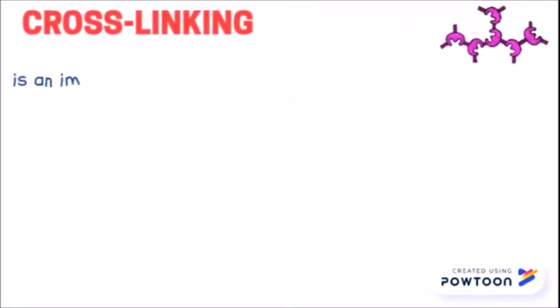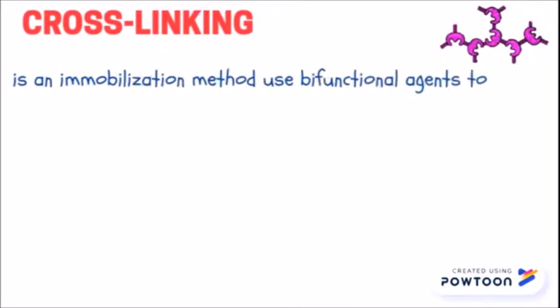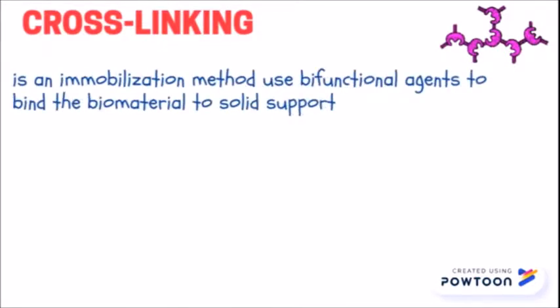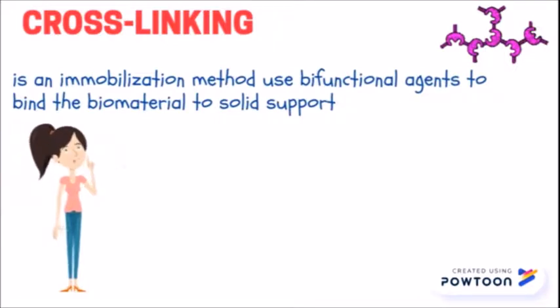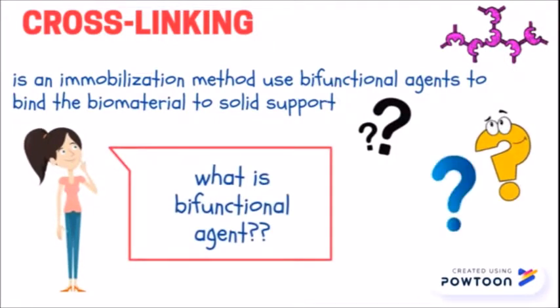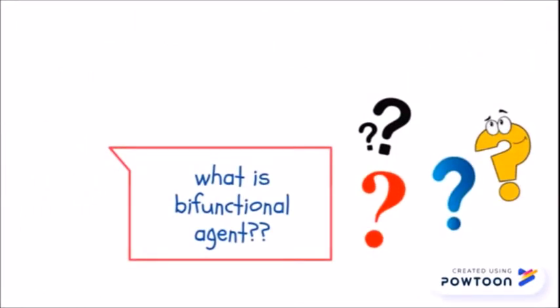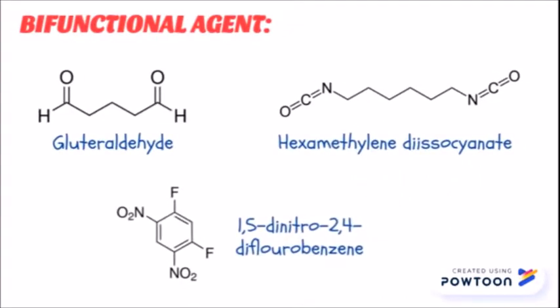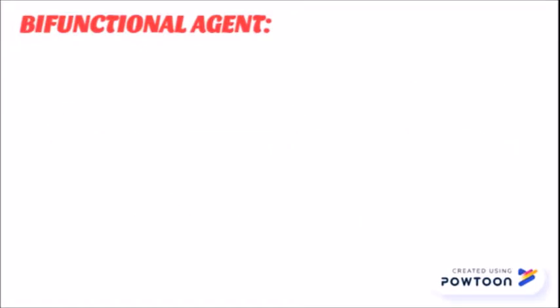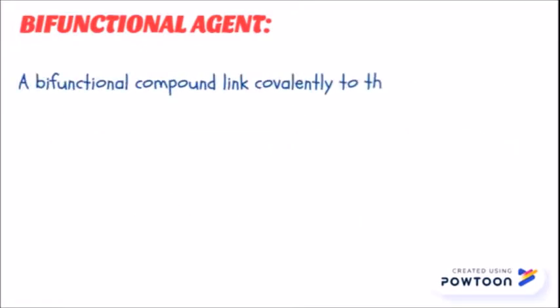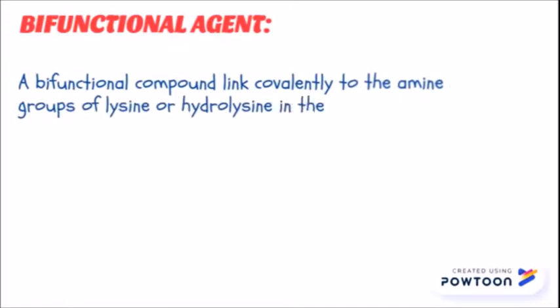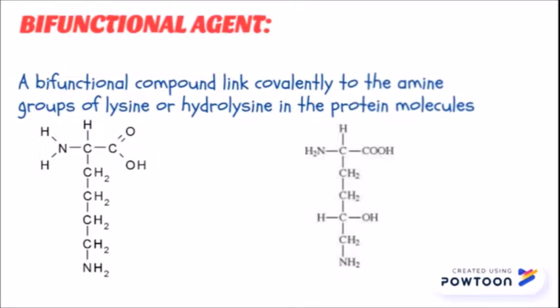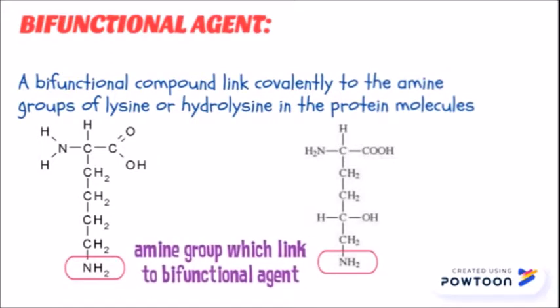The fourth method is cross-linking. It is an immobilization method that uses bifunctional agents to bind the biomaterial to solid supports. Bifunctional agents such as glutaraldehyde, hexamethylene diisocyanate and 1,5-dinitro-2,4-difluorobenzene. It is a bifunctional compound that links covalently to the amine groups of lysine or hydroxylysine in the protein molecules.